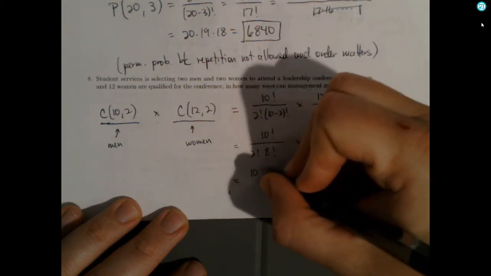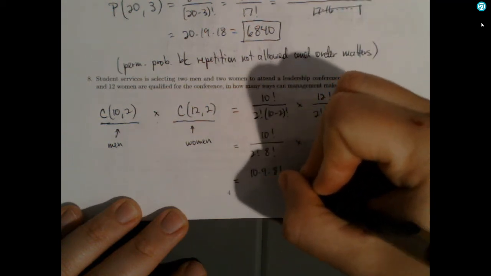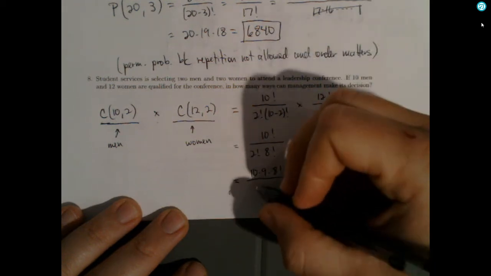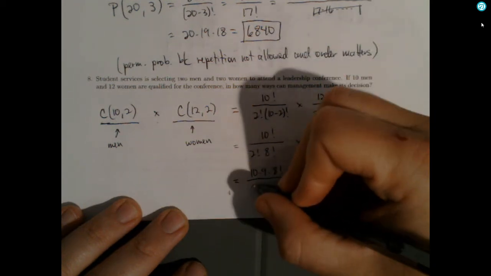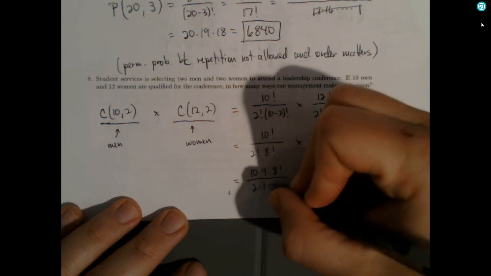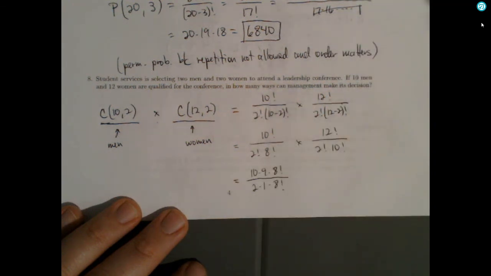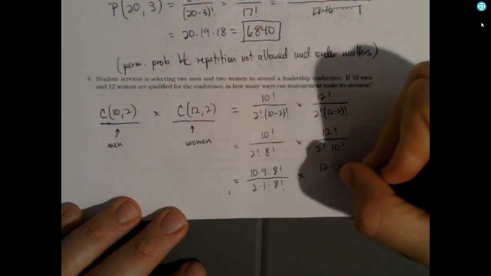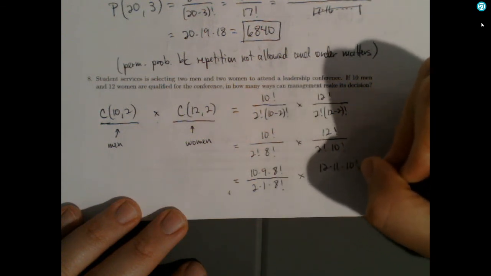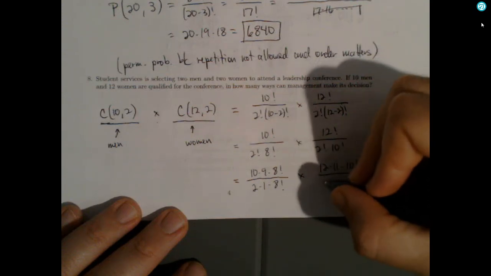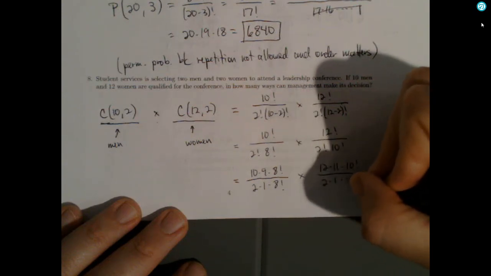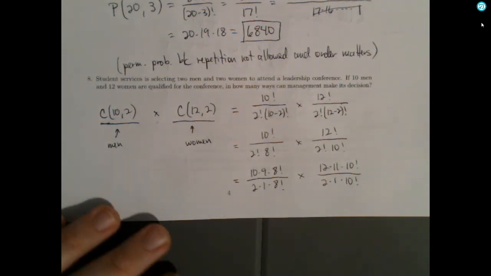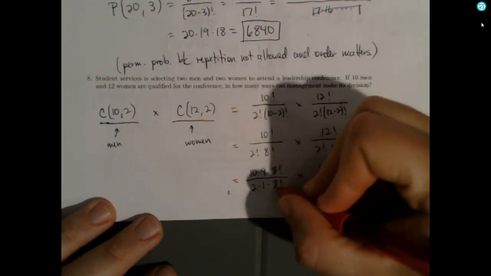Okay. So that's 10 times 9 times 8 factorial, I'm just going to say. The 8 factorial will take us all the way down. And then 2 factorial is just 2 times 1. Okay. And then this is going to be 12 times 11 times 10 factorial. 2 factorial is 2 times 1. I'm running out of space, but anyway, these will cancel.